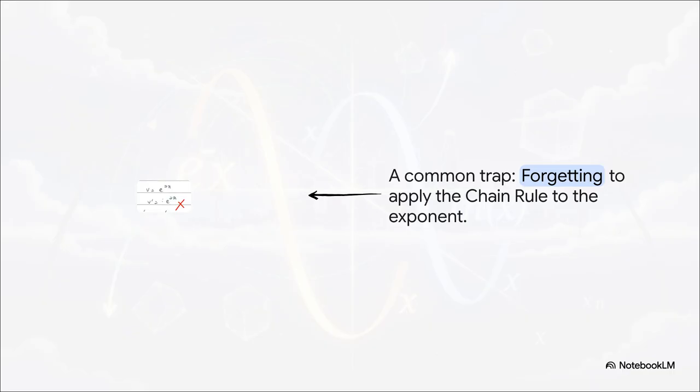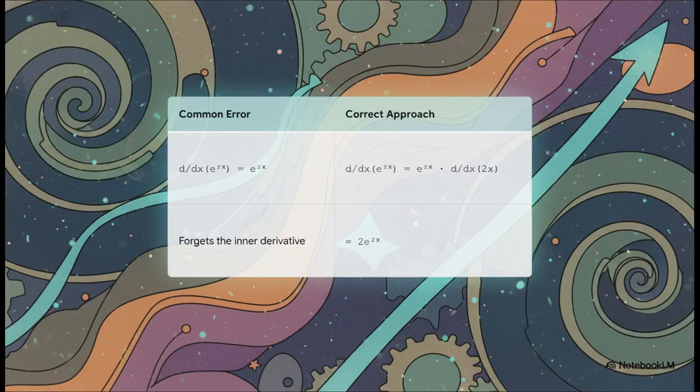This is from actual student work. The student is trying to find the derivative of e to the 2x. They did the first part right. The derivative of e to the something is e to the something. But then, they just stopped. They forgot the most important part of the chain rule. So let's break down how to do this the right way.